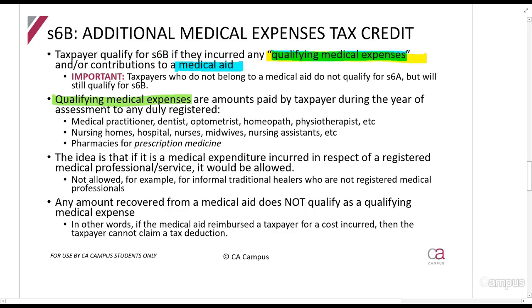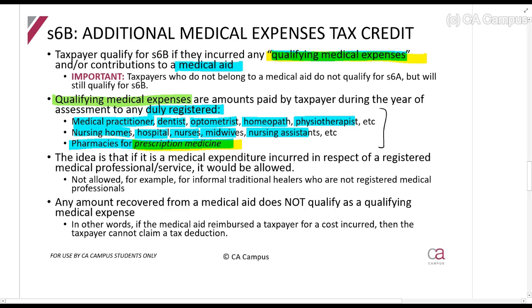Right, you can find it also in section 6B, but it's simple, guys. The idea behind it is that it must be a medical person who has been registered. So it's a medical practitioner like a doctor, surgeon, a dentist, optometrist, homeopath, physiotherapist, etc. It's also for nursing homes, hospitals, nurses, midwives, nursing assistants, and if you go to a pharmacy and you get prescription medicine. So not just medicine over the counter, headache tablets, prescription medicine, so prescribed by a doctor. So you can get it if you pay any of these amounts, you can still get a deduction for it, or this credit for it.